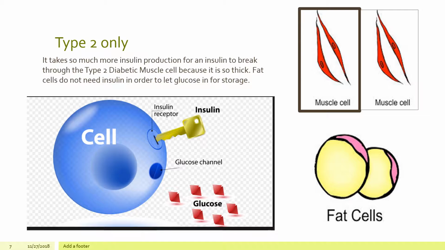And so when you look over at the muscle cells, I tried to show that the best I could in this animation. The muscle cell is thicker on the outside for the diabetic patient, and then it's not as thick on the outside for the non-diabetic patient, trying to show that we need more insulin production for the side that has the thicker outside lining and less insulin production for the side that doesn't. Fat cells do not need insulin in order to get glucose in for storage.